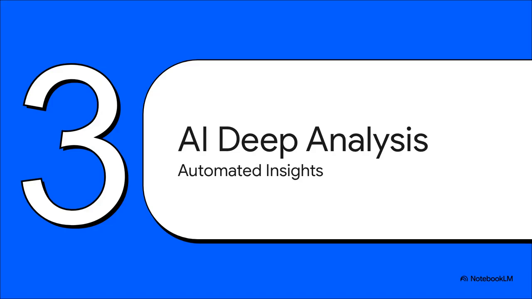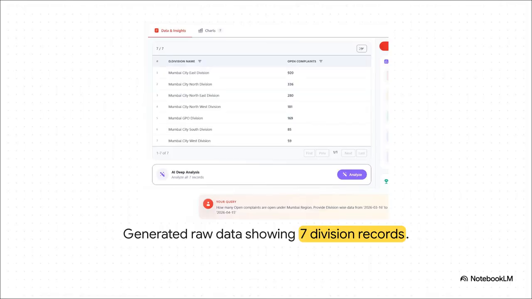Step 3, and honestly, this is where it gets really good, unlocking AI deep analysis. Generating the raw data is fantastic, but it's really just the starting line. We're now tapping into the absolute most powerful feature of the APT 2.0 system, the AI's ability to automatically spot trends and tell you what your numbers actually mean.